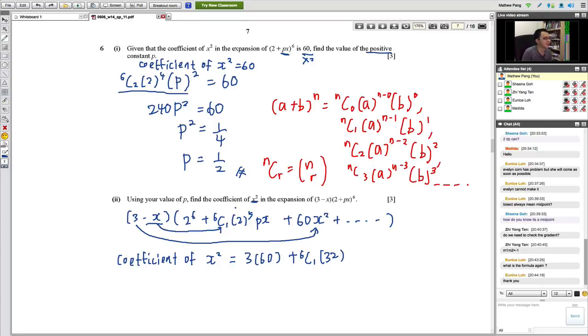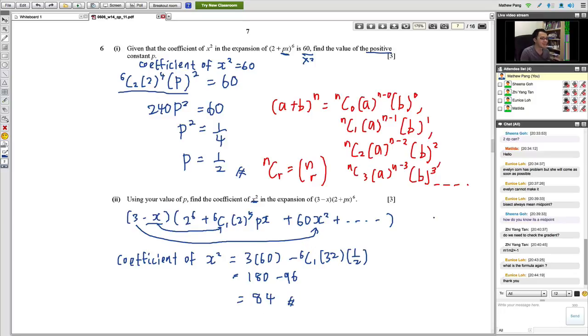Yes, actually we have the p is 1 over 2. Okay, so we multiply with 1 over 2. And then we multiply with this one, negative x multiply this one, right? So this symbol shouldn't be positive, it should be minus. So here we minus. So this is 180 minus, I just solved this one, 6 multiply 16 basically 96. So 180 minus 96, you will get 84.